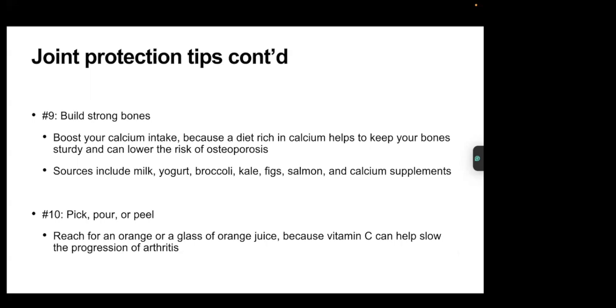Vitamin C is actually another helpful thing as well. So pick, pour, or peel. Reach for an orange. It's always going to be our preference as opposed to the juice itself, because you get a little bit of the fiber with the orange itself. Because vitamin C can actually help slow the progression of arthritis as well.